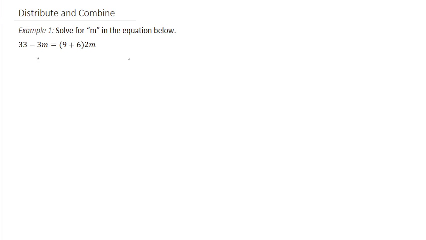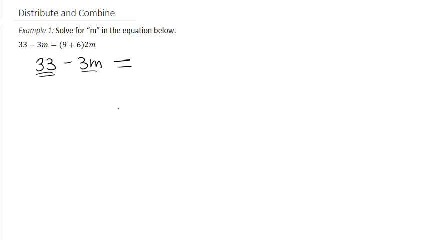So we have on the left-hand side, we can see that it's actually already simplified and combined because we only have a number and then we have the number with the variable. So they're different. So let's go ahead and do the right-hand side.